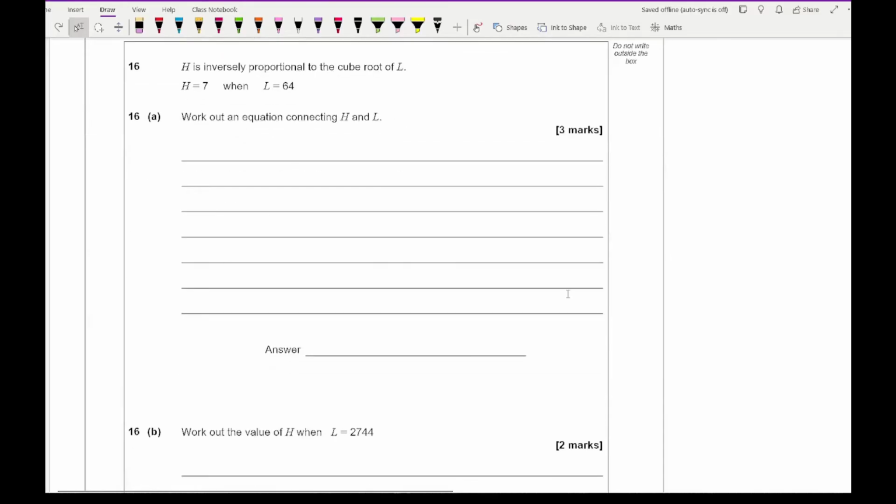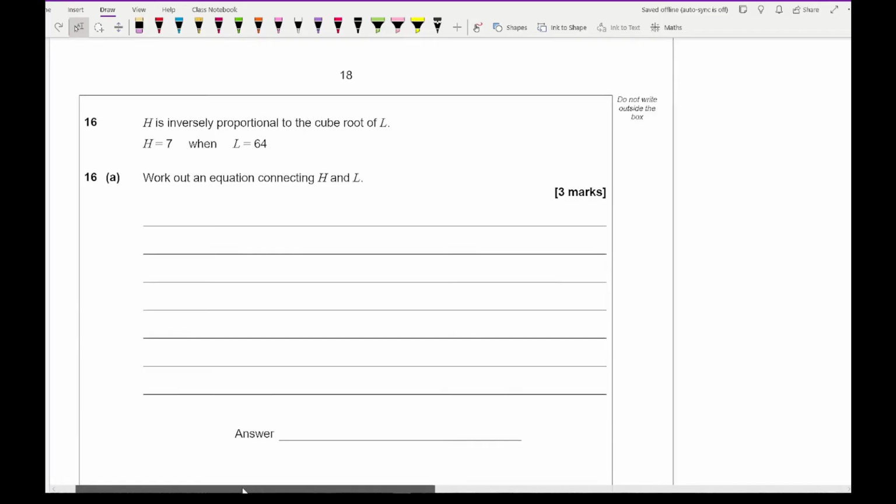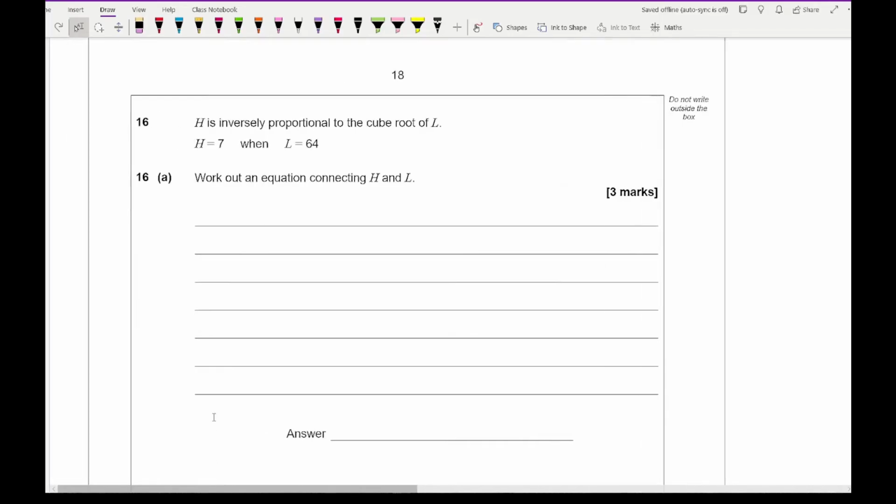Moving on to question 16, it says that h is inversely proportional to the cube root of L. When h is 7, L is 64. Work out an equation connecting h and L. So first of all, we start by writing this statement using math notation. So h is proportional to the inverse of the cube root of L. Now you want to make sure that your cube root looks like a cube root, not a 3 root.